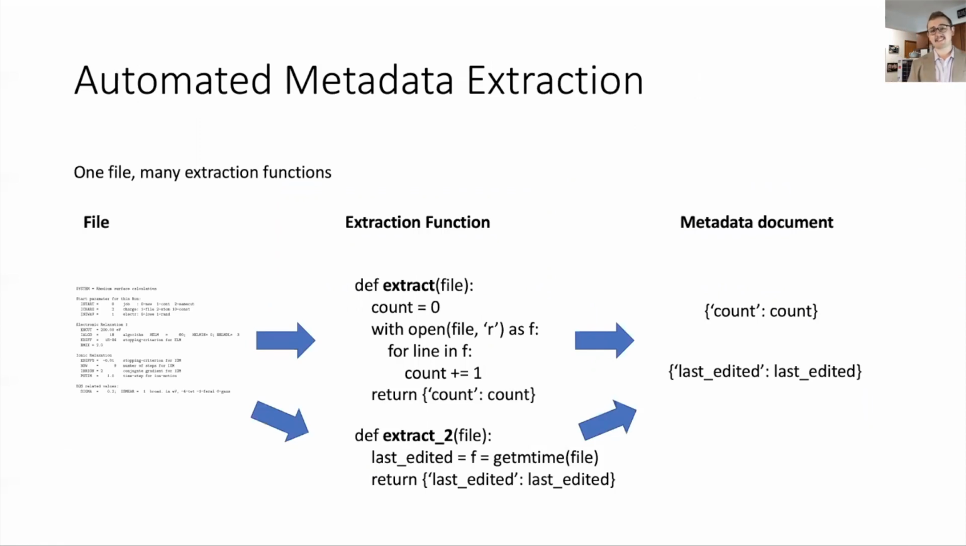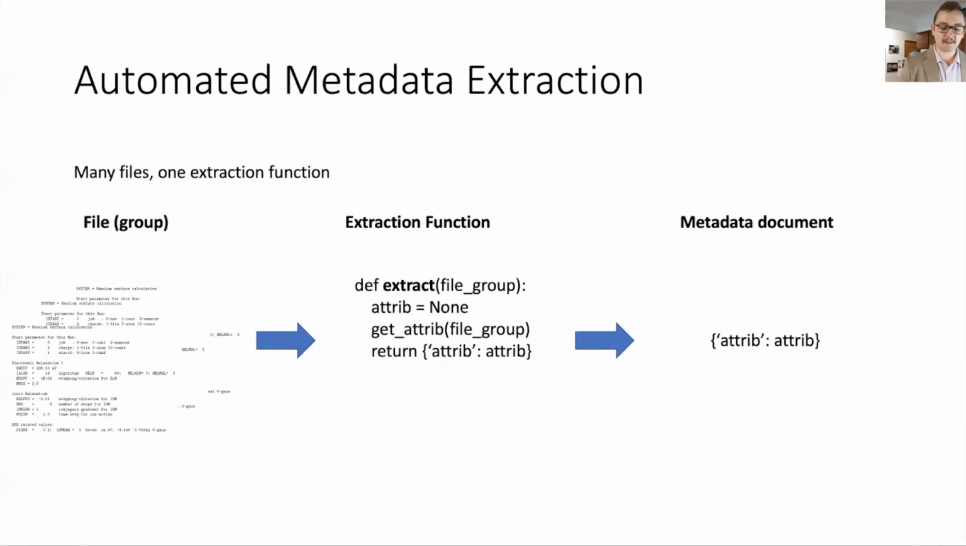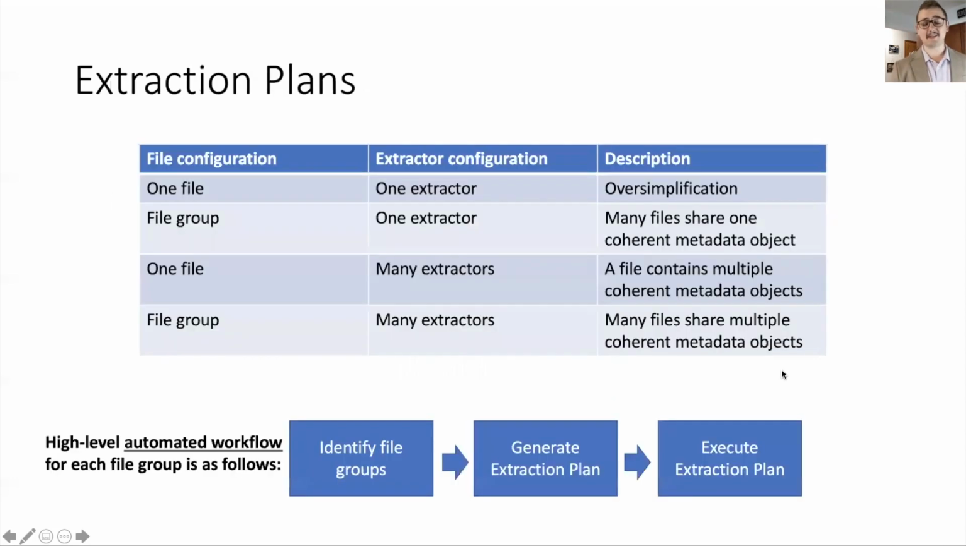But this can become interesting when you have multiple metadata extraction functions, right? So here you have one file, and this is a function to get the word count. But then later on, based on that word count, you might want to get the time that this file was last modified. And you might have these two metadata documents now that need to be merged into one. The extraction plan becomes slightly more complicated. Then you can even introduce the dimension of having multiple files that all exist as one logical entity, push them all through an extraction function, and then create one coherent metadata document.